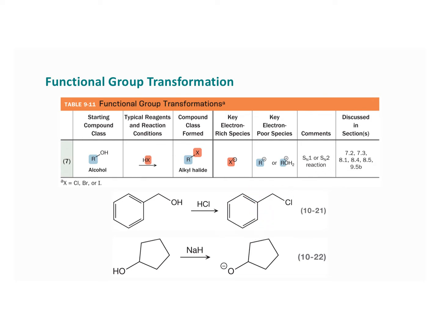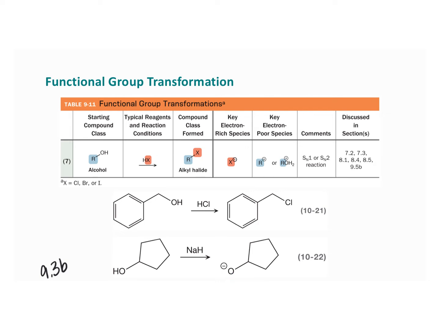To produce the alkoxide anion from the alcohol, we can take advantage of the strategy presented in 9.3b for generating strong nucleophiles, where you carry out a deprotonation using sodium hydride. This is a pretty powerful base, and basically it just goes through proton transfer. And so now we have an alkoxide anion.